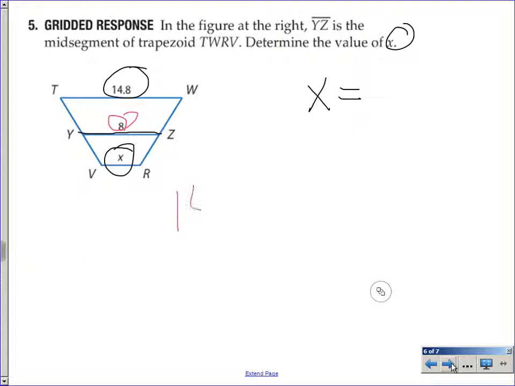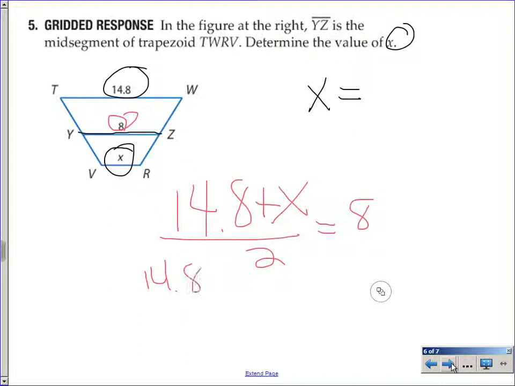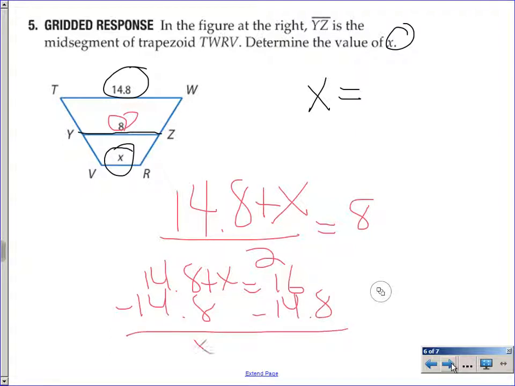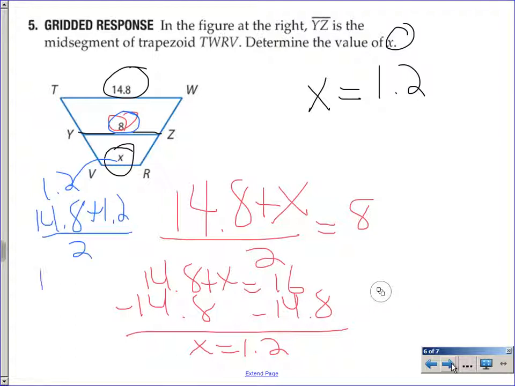So let's set up the equation. 14.8 plus X divided by 2 equals 8. 14.8 plus X equals 16. Minus 14.8 minus 14.8. So X equals 1.2. And if you wanted to do a check step, you could easily do that. If X here is equal to 1.2, I would want to prove that 8 is the average of the two bases. So 14.8 plus 1.2 divided by 2. 16 divided by 2 is 8, and it works. There you go.